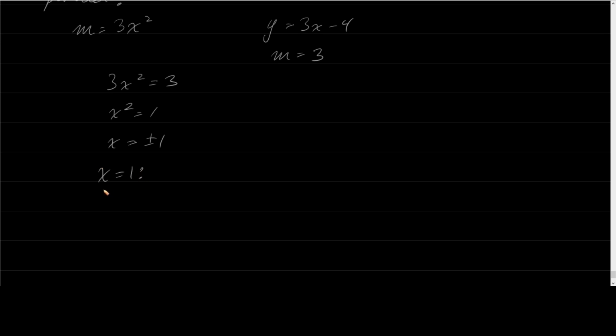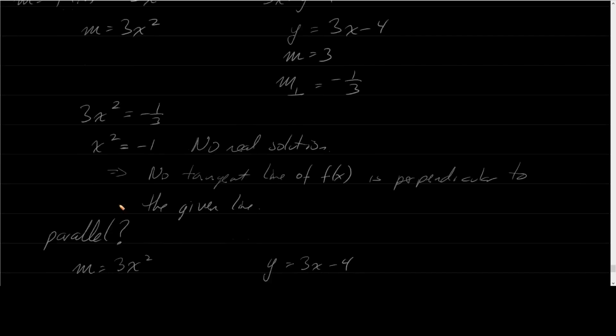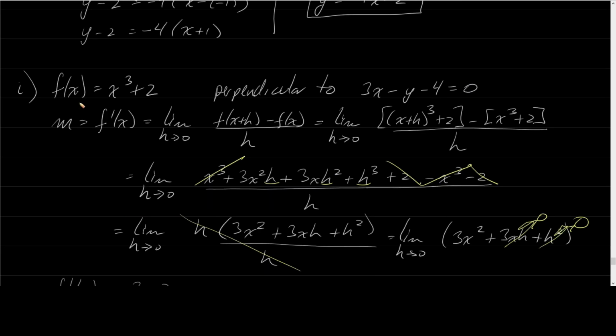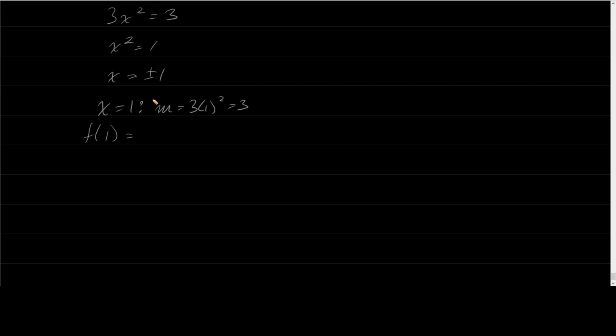When x equals 1, our slope is 3 times 1 squared, which is 3. Also, f of 1 gives us, if you recall, the function was x cubed plus 2. So we're going to have 1 cubed plus 2, which is just 3. So our slope is 3, and the point that we have here is (1, 3).